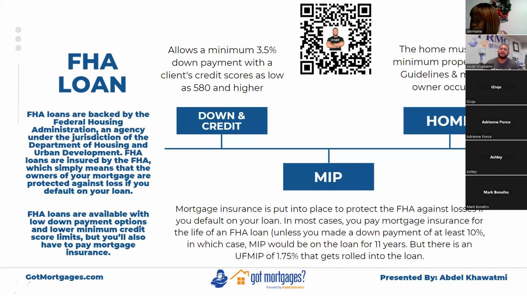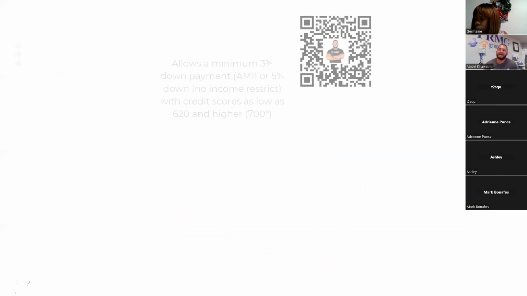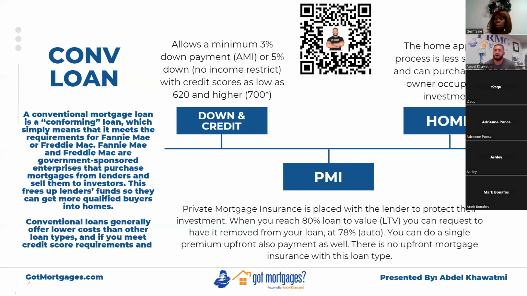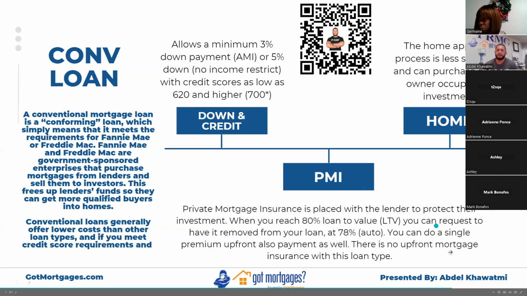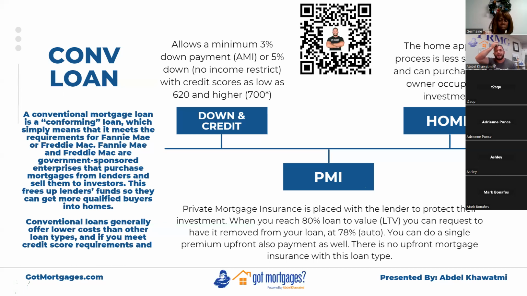So that's FHA. Now, when we dive into conventional loans is really where we get a lot of the different questions. Somebody asked about the rehab. I'll touch base on the rehab loans in a few seconds, the FHA 203K and the rehab loans. But before I do so, for regular mortgages, we're talking about a conventional loan.